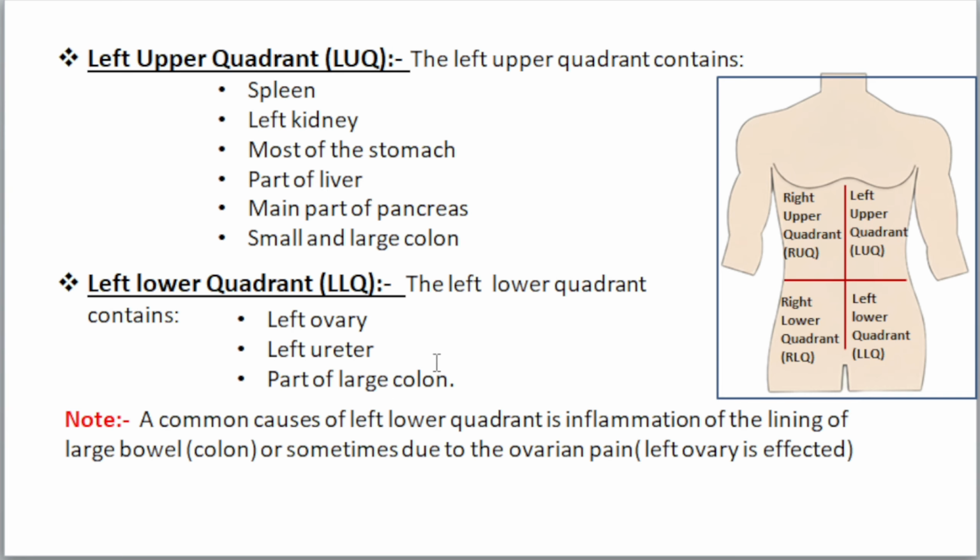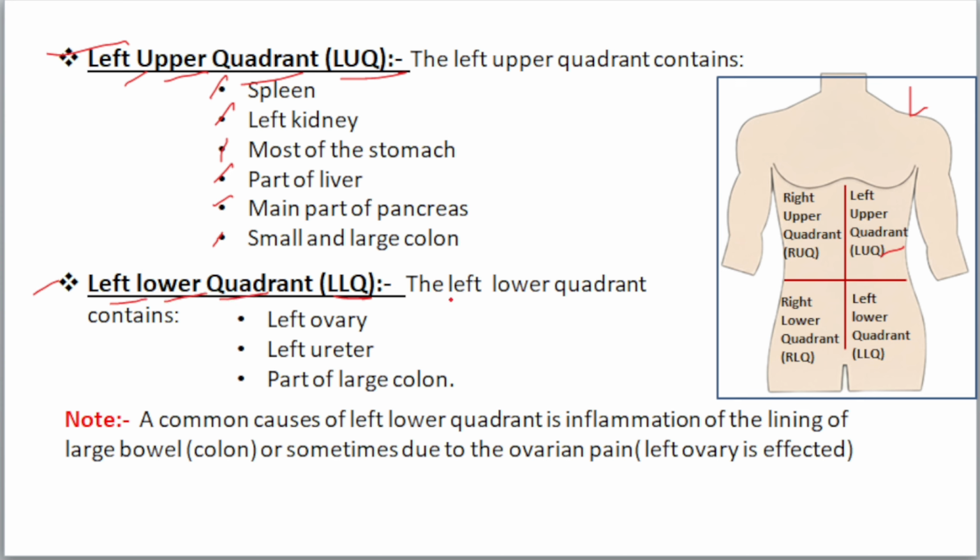Then left upper quadrant. It is also called LUQ, L for left, U for upper and Q for quadrant. It is placed on the left side of the median plane and the upper portion of the transumbilical plane. And it contains the spleen, left kidney, most of the stomach, part of the liver, main part of the pancreas, and the small and large colon.